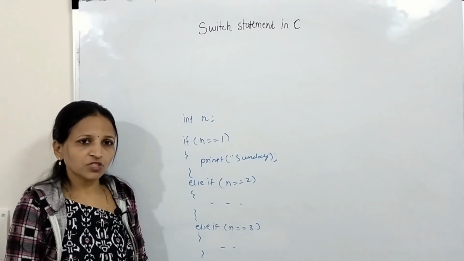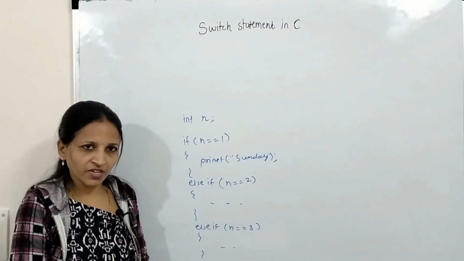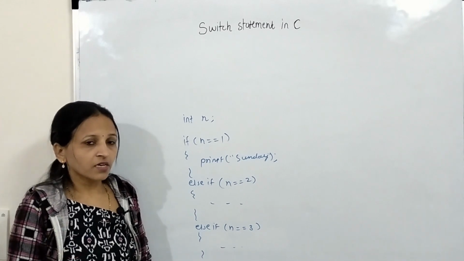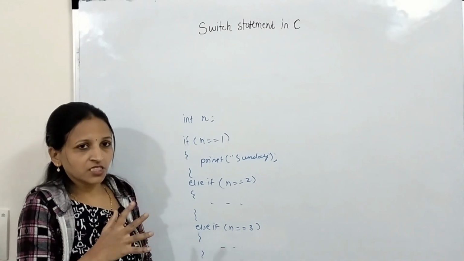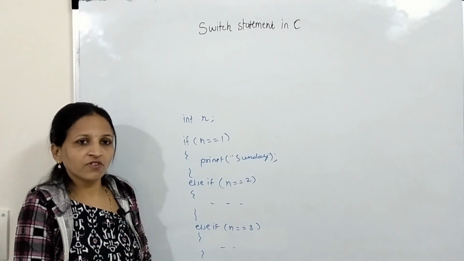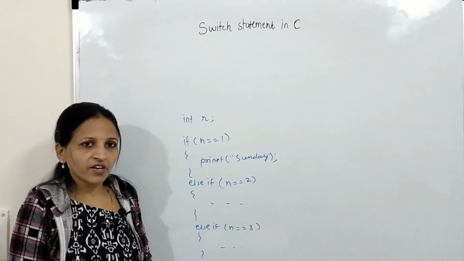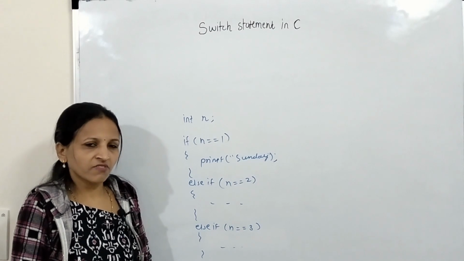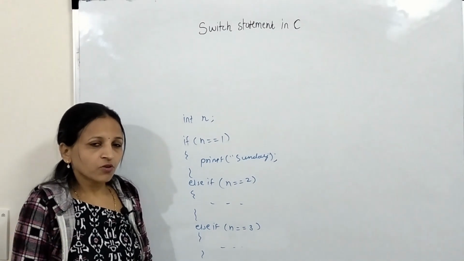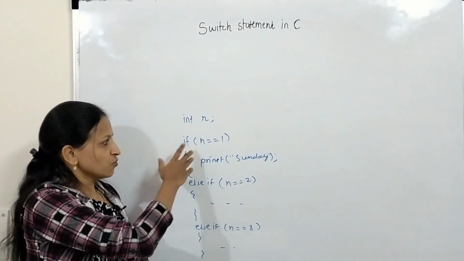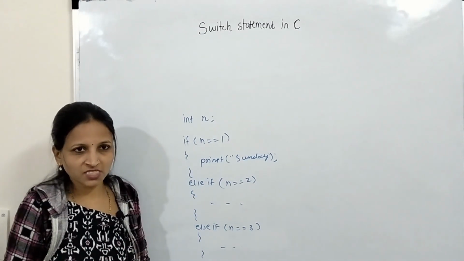If we want to check the value of a variable against a constant fixed value for equality only, then we can use this switch case. It is also applicable for character variables, but for any other types, like floating point values, double values or strings, you cannot use this switch case. For those, only one choice is there: you have to use the if else if ladder.